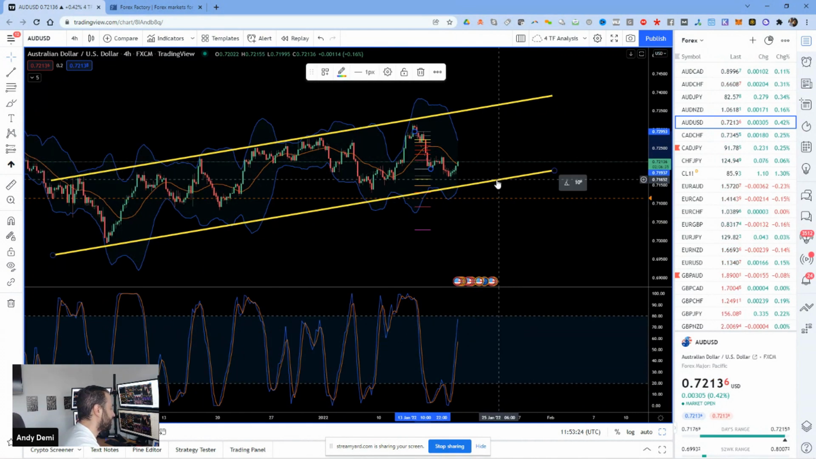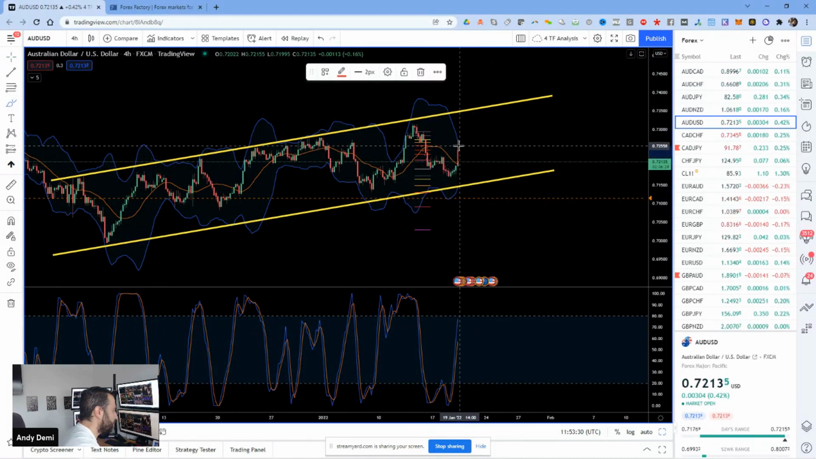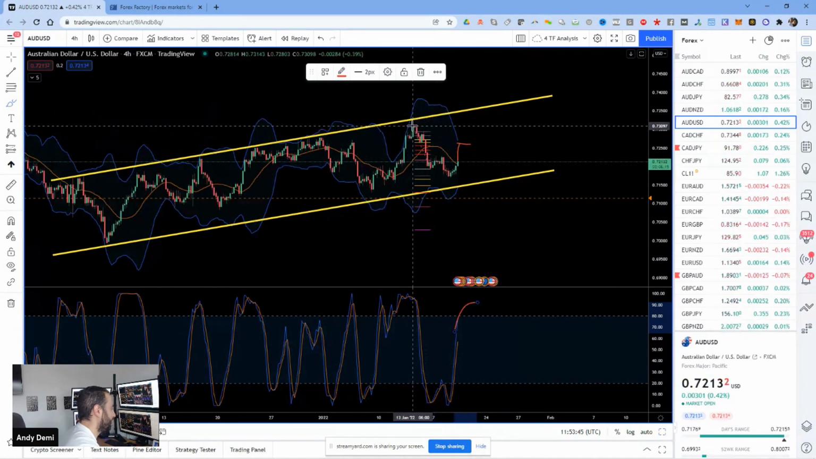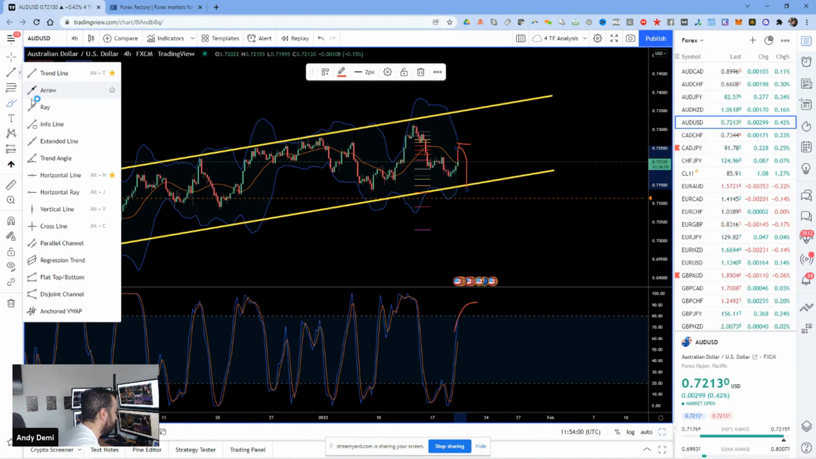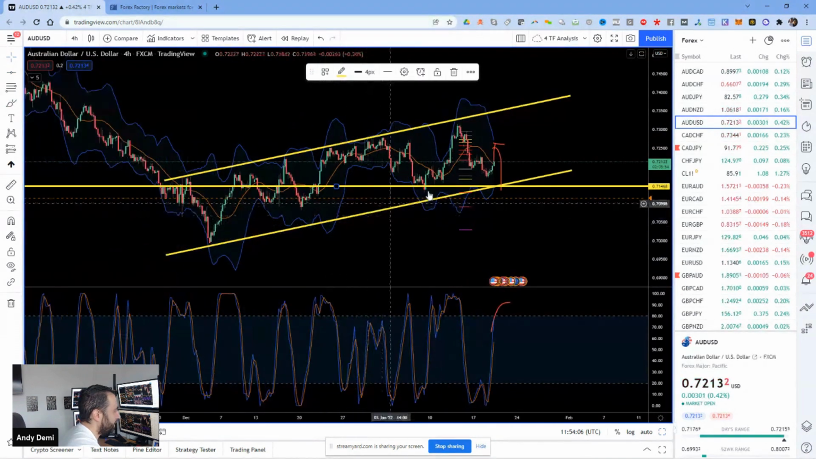Right now, what I can see is that the Australian dollar is heading up towards potentially this upper part of the band here. And the stochastic RSI is going towards the overbought area. So what I'm going to be looking for is for the market to basically find a lower high point than here, to then make its way potentially down towards here. So it could do something like this, a push up and then a push down.